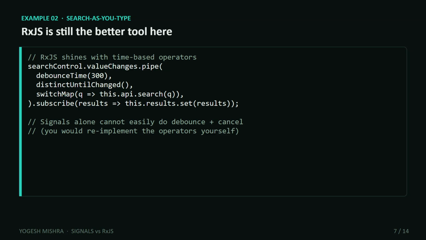If you try to achieve the same behavior using only signals, you end up re-implementing those time-based operators yourself, which is not worth the effort. So whenever your logic is time-based, RxJS is still the better and more practical tool.